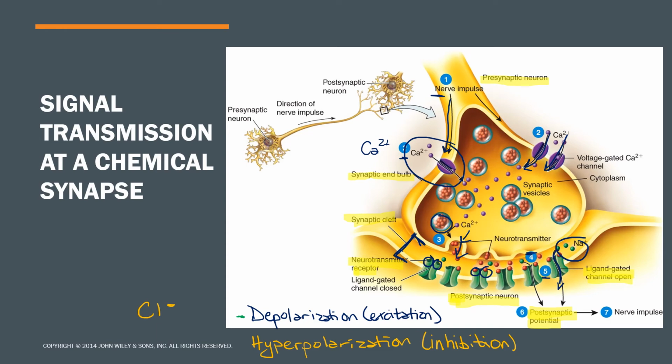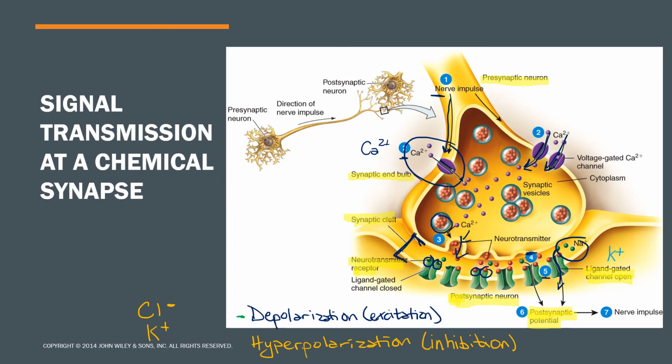Another ion channel that can cause hyperpolarization would be potassium ion channels. Because potassium concentrations are a lot higher inside the cell than outside the cell, when ligand-gated potassium channels open, potassium will actually rush out of the cell, still causing a hyperpolarization effect.